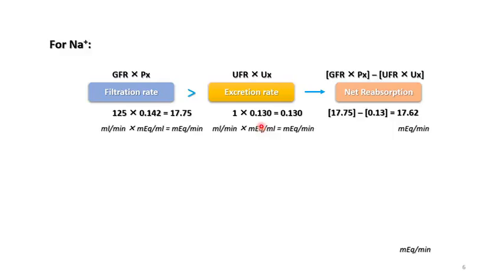And in this way we can reach a final unit, milliequivalent per minute, and it is 0.13 milliequivalent of sodium per minute that is excreted from the body. So you see that the amount of filtration is much higher compared to the amount that is excreted, and the net reabsorption rate is about 17.62 milliequivalent per minute.